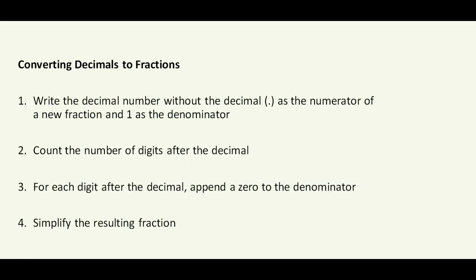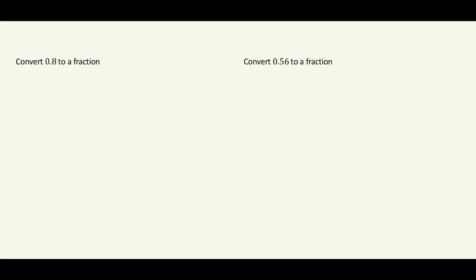So when we want to convert a decimal to a fraction, we're going to write the decimal number without the decimal point as the numerator of the new fraction and 1 as the denominator. Then we'll count the number of digits after the decimal, and for each digit after the decimal we will append a 0 to the denominator and then simplify the fraction that results from that exercise. Let's take a look at a few examples.